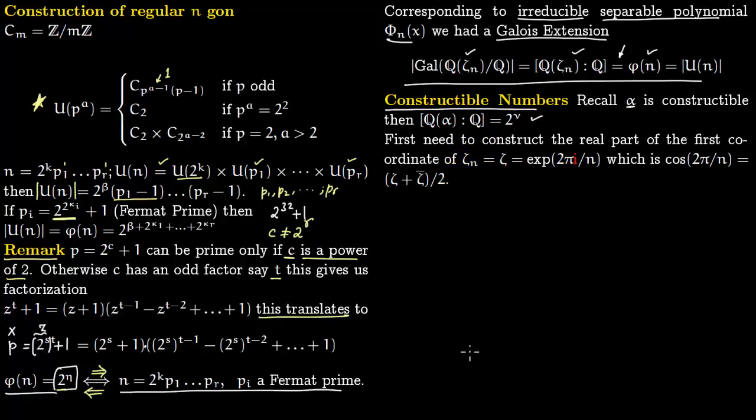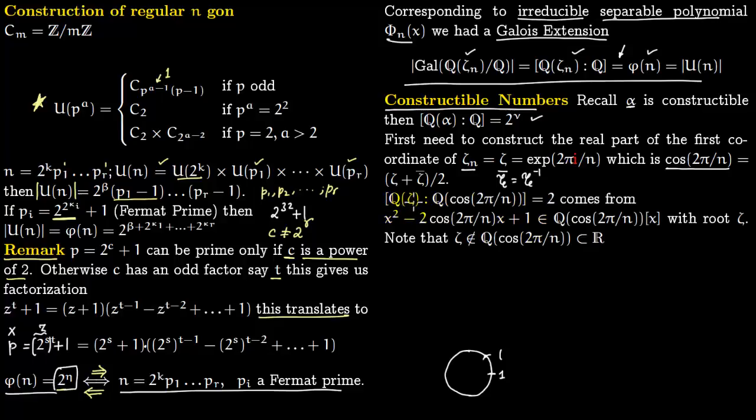We are, after all, trying to take a circle and make the first cut. You start from here, which is 1, you put your compass here, and you want to make the first cut here. But to make the first cut, you first need to know the real coordinate of this point. The real coordinate is cosine 2π/n. So ζ_n is e^(2πi/n), and the real part of this is cosine 2π/n, which comes from (ζ plus ζ conjugate) divided by 2. Notice that ζ conjugate is precisely equal to ζ^(-1).